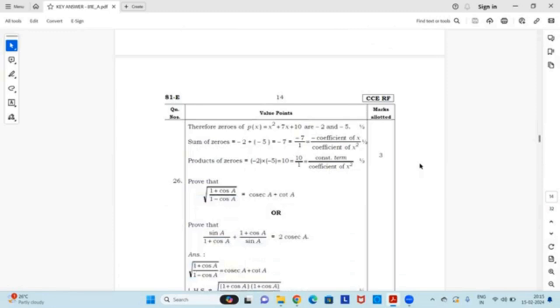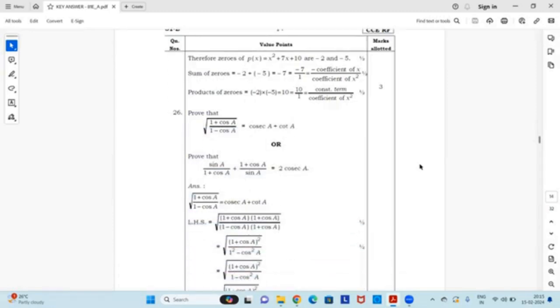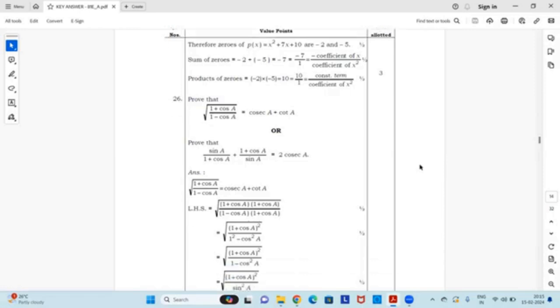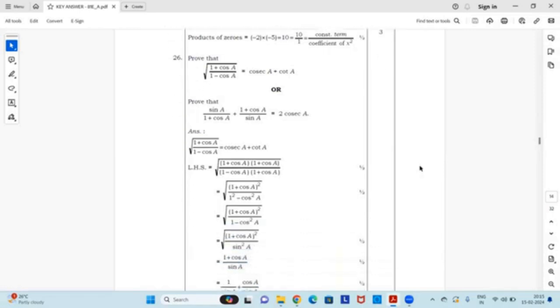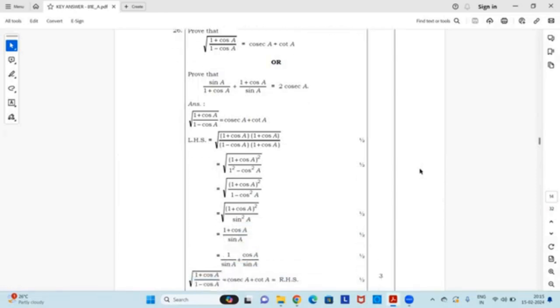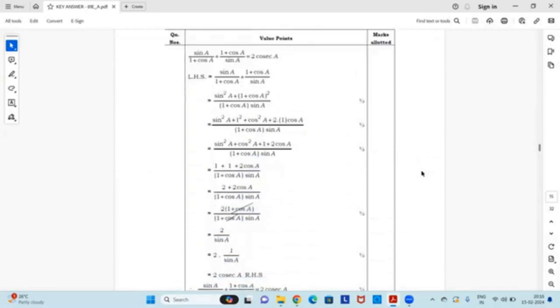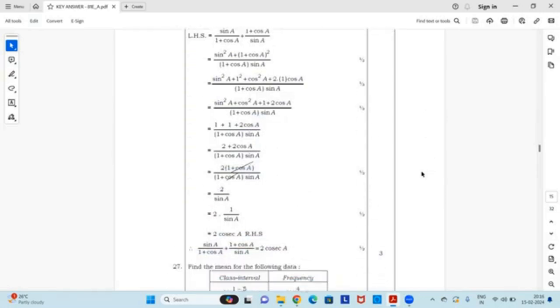Question 26, prove that. Again, a sin cos question has come. Again, you have an option. Both are similar questions, but you have two options here. So the first answer is given here, and second, prove that. Prove that answer is here. See each and every step very carefully, because if you miss any one of them, you may lose the mark.